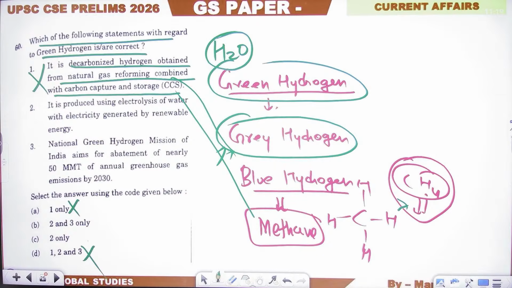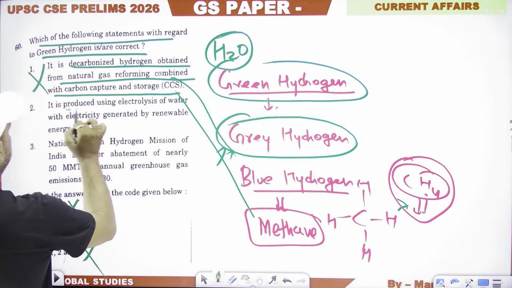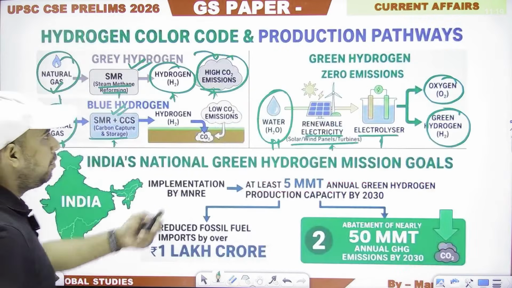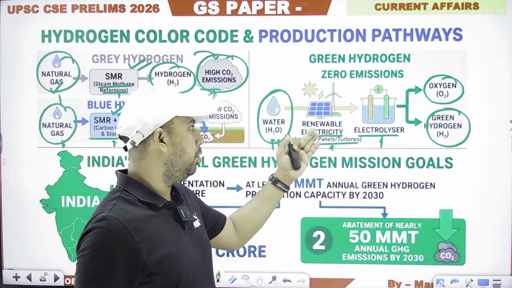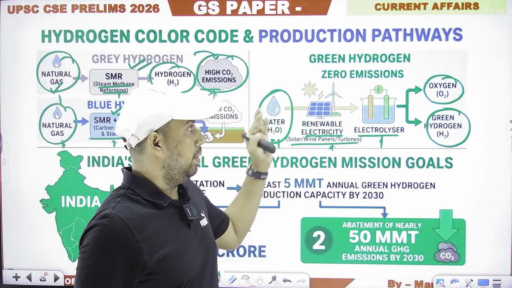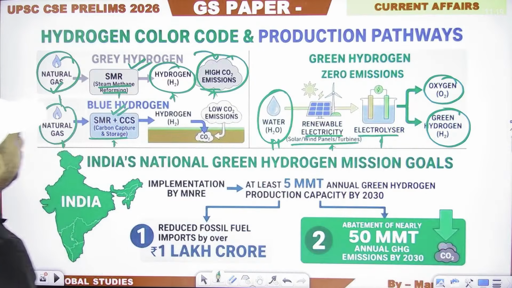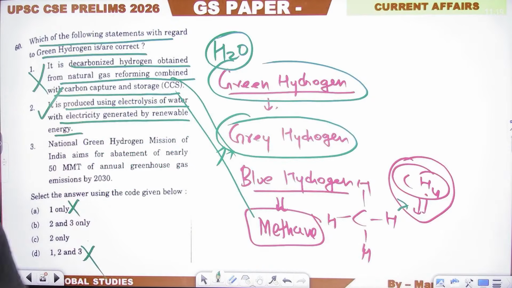In the second option, it is saying that green hydrogen is produced using electrolysis of water with electricity generated by renewable energy. What we are showing here, by the help of renewable energy, water by the process of electrolyzer is converted into green hydrogen and oxygen. So this statement is absolutely correct. So the second is absolutely correct, and in both the statements, the second is there. So we have to verify the third statement.